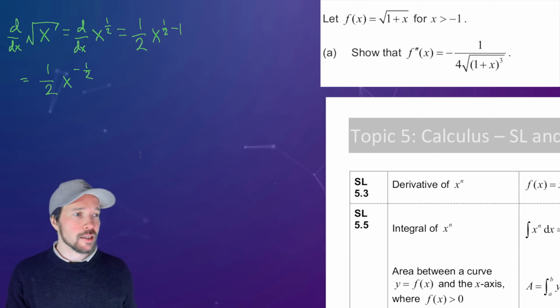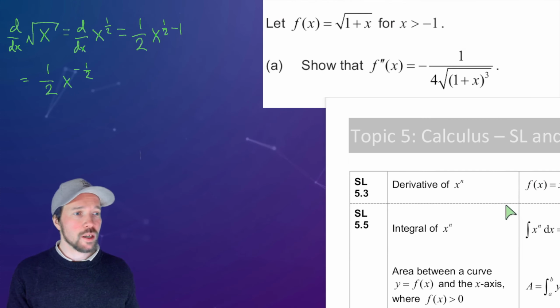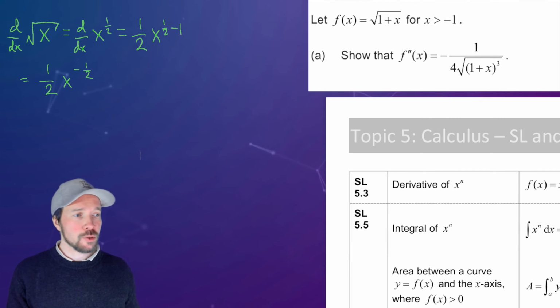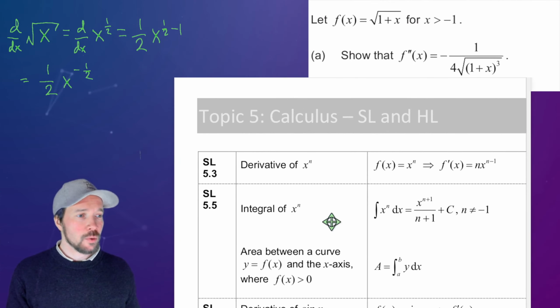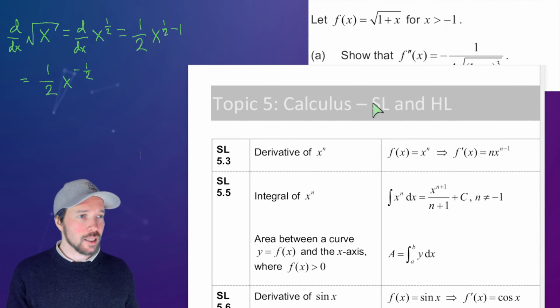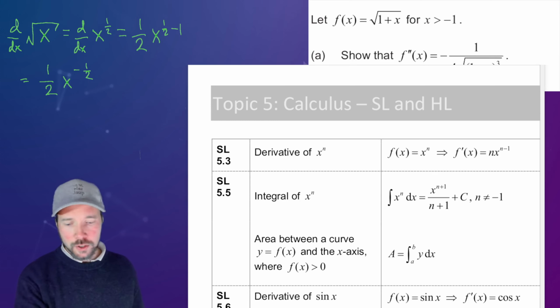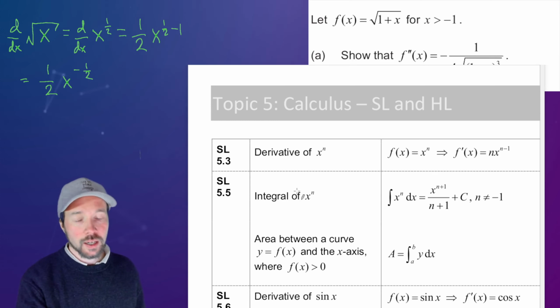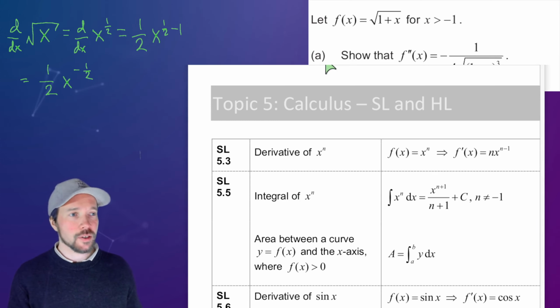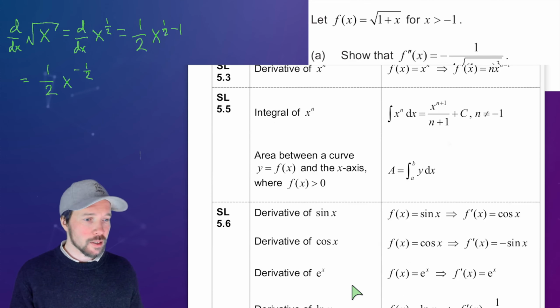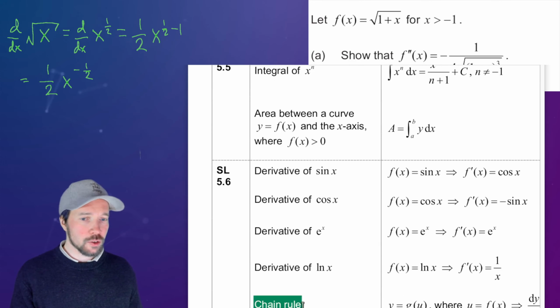Now, in our case, we actually have something inside of the square root. It's 1 plus x, and so we should be using the chain rule. So what happens when we try to take a derivative of a function which is inside of a function, or I mean a function which has another function inside of it? So let's see, here we have the chain rule.